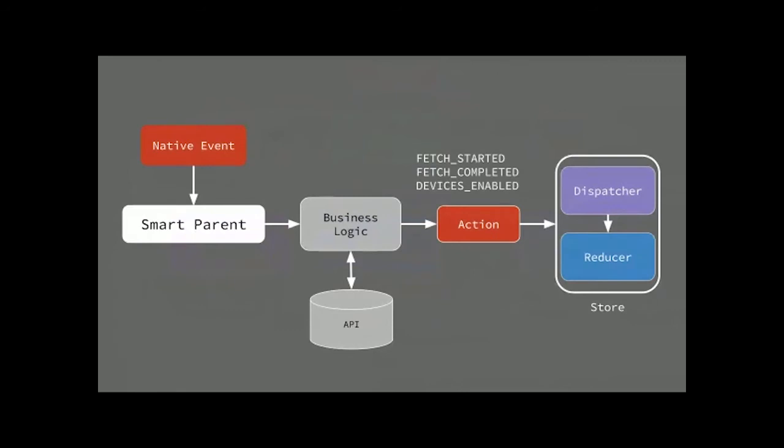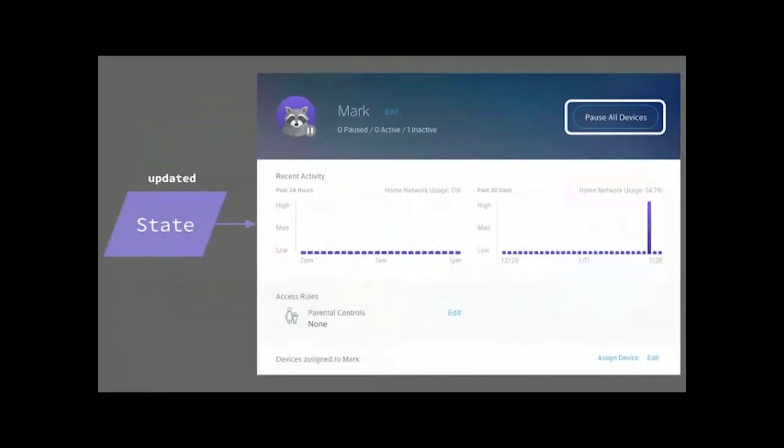So, saying the same thing again, the native event comes into the smart parent. It performs all the business logic that we need and makes API calls. So for instance, we can set the state to fetch started, fetch completed, devices enabled, which goes into the store and updates the state, which updates the view. So the view got a new updated state and changed the button to pause all devices. It's really great to use Redux to separate out your state from your UI.